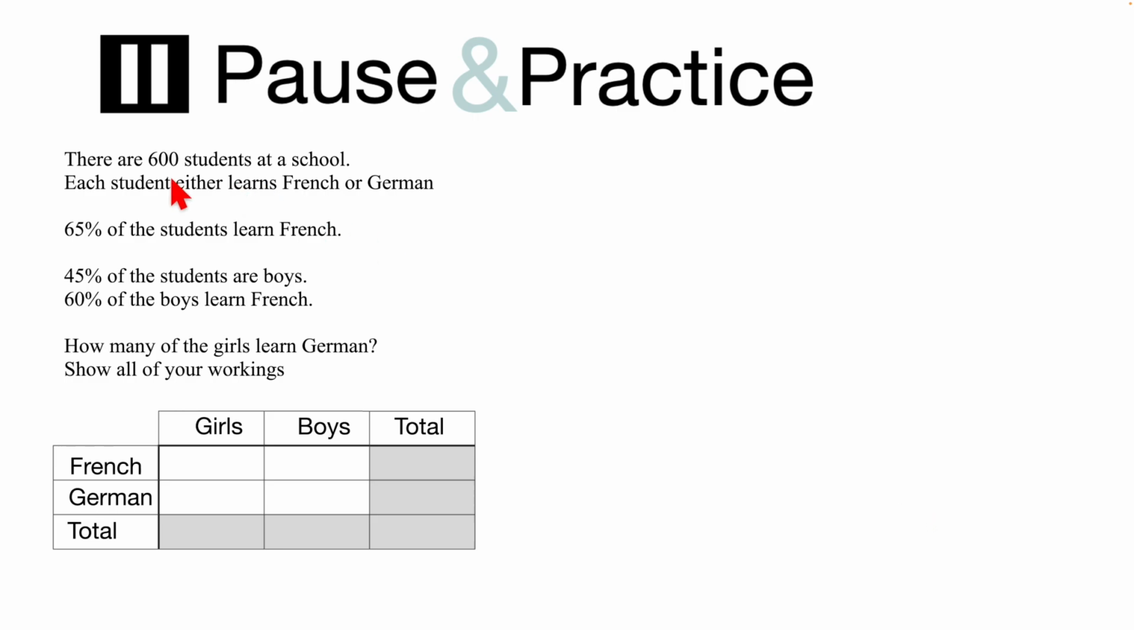Firstly, there are 600 students. So we know that's the total. And we're looking for how many of the girls learn German. So we're looking for girls in German. So first of all, we have 600 students. 65% of the students learn French. So that's the total French equals 65% of 600. That's 0.65 times 600, 390.